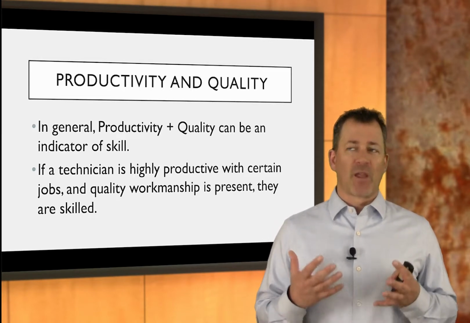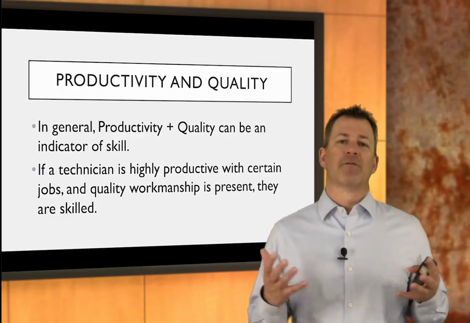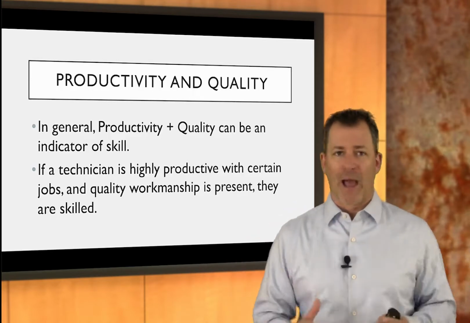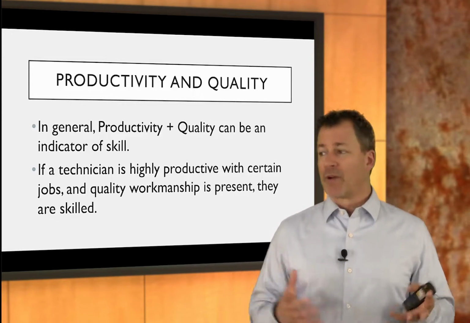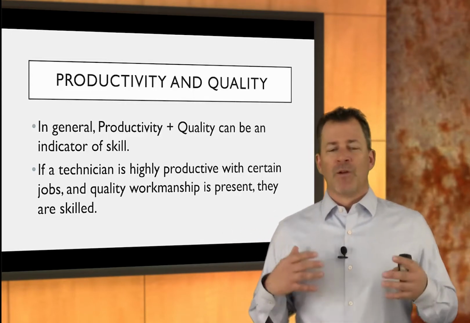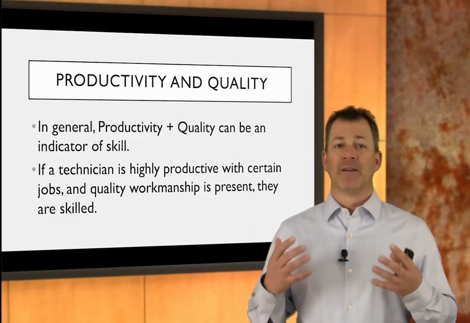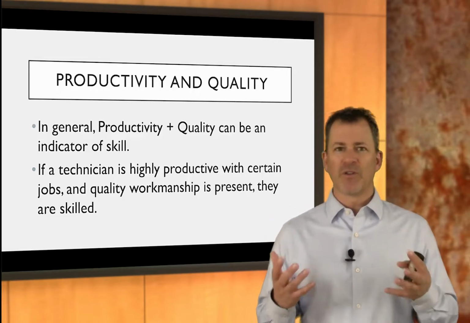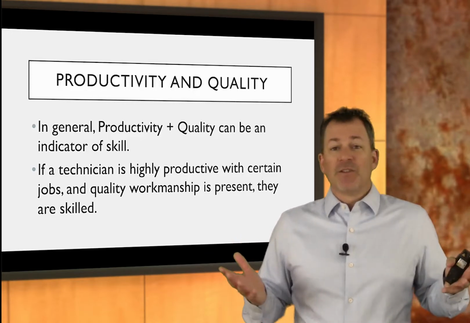In general, I like to say that productivity plus quality can be an indicator of skill. In other words, if I have a technician that's really highly productive, they bang the work out, they're fast, and you know what? They never have a comeback. Or if they have a comeback, it's once a quarter, and it's usually something silly, then I can probably say I've got a really high level of skill in this individual. So if the technician's highly productive with certain jobs and the quality of workmanship is there, they're skilled. And that's how I judge that.